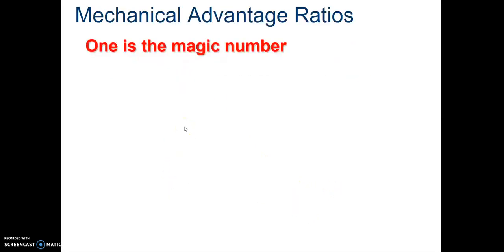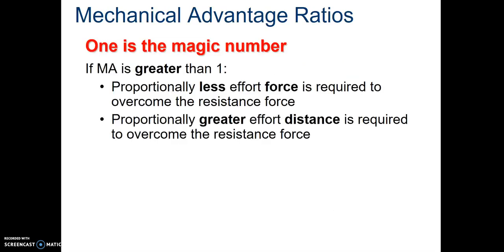So both those examples present us something different. It has a magical number with it, which we talk about as mechanical advantage. Mechanical advantage greater than 1 means it takes less effort force to overcome the resistance force. That hill was a perfect example. It took less effort to overcome the force of that block and move it.